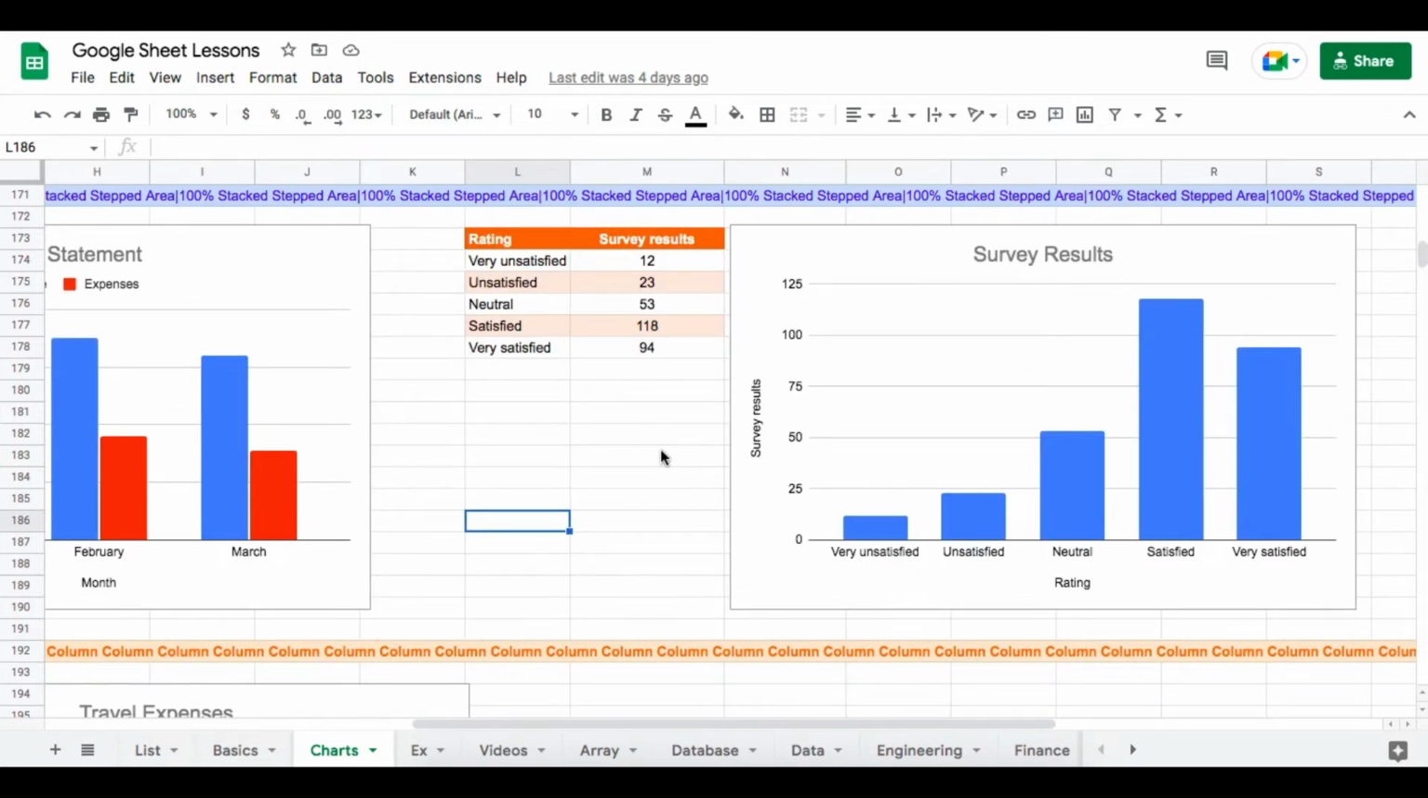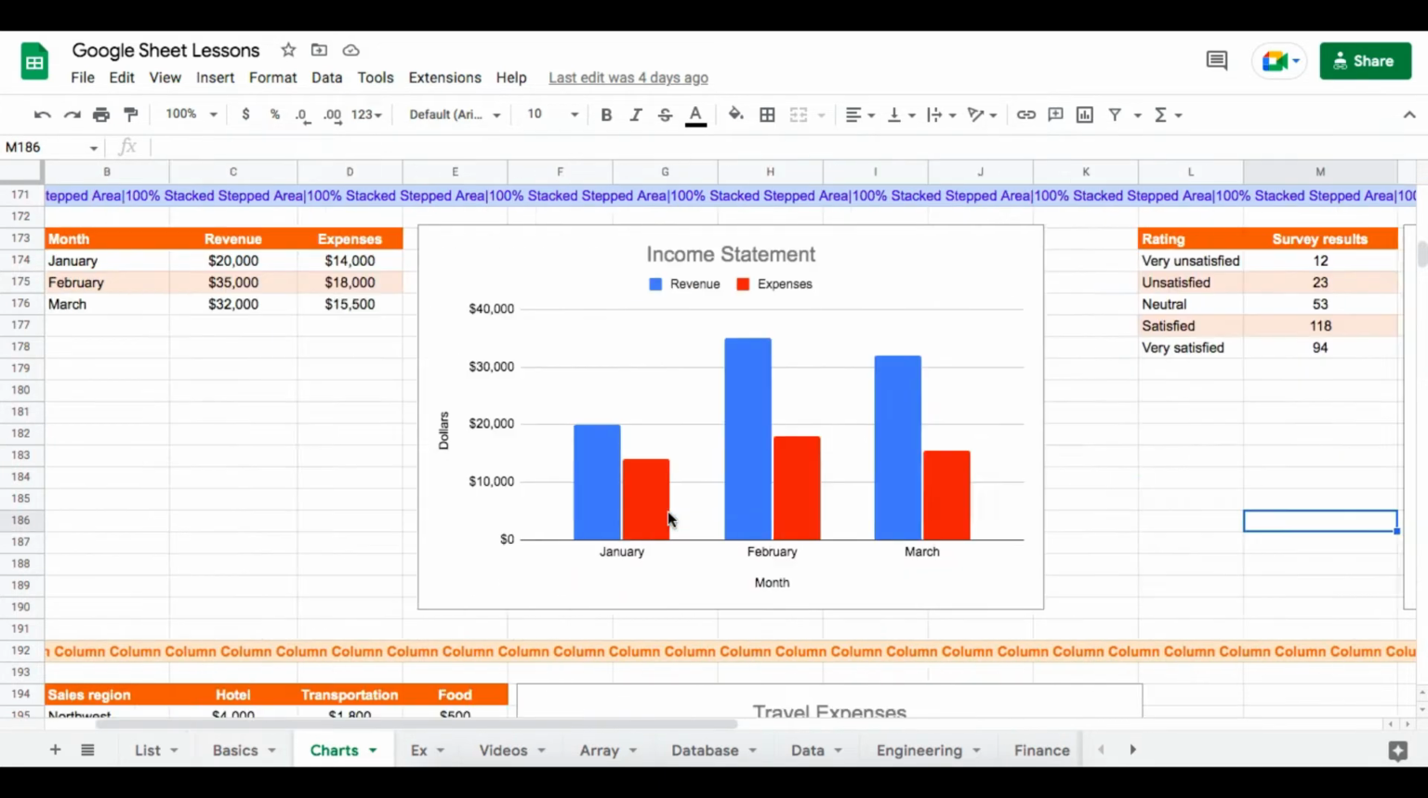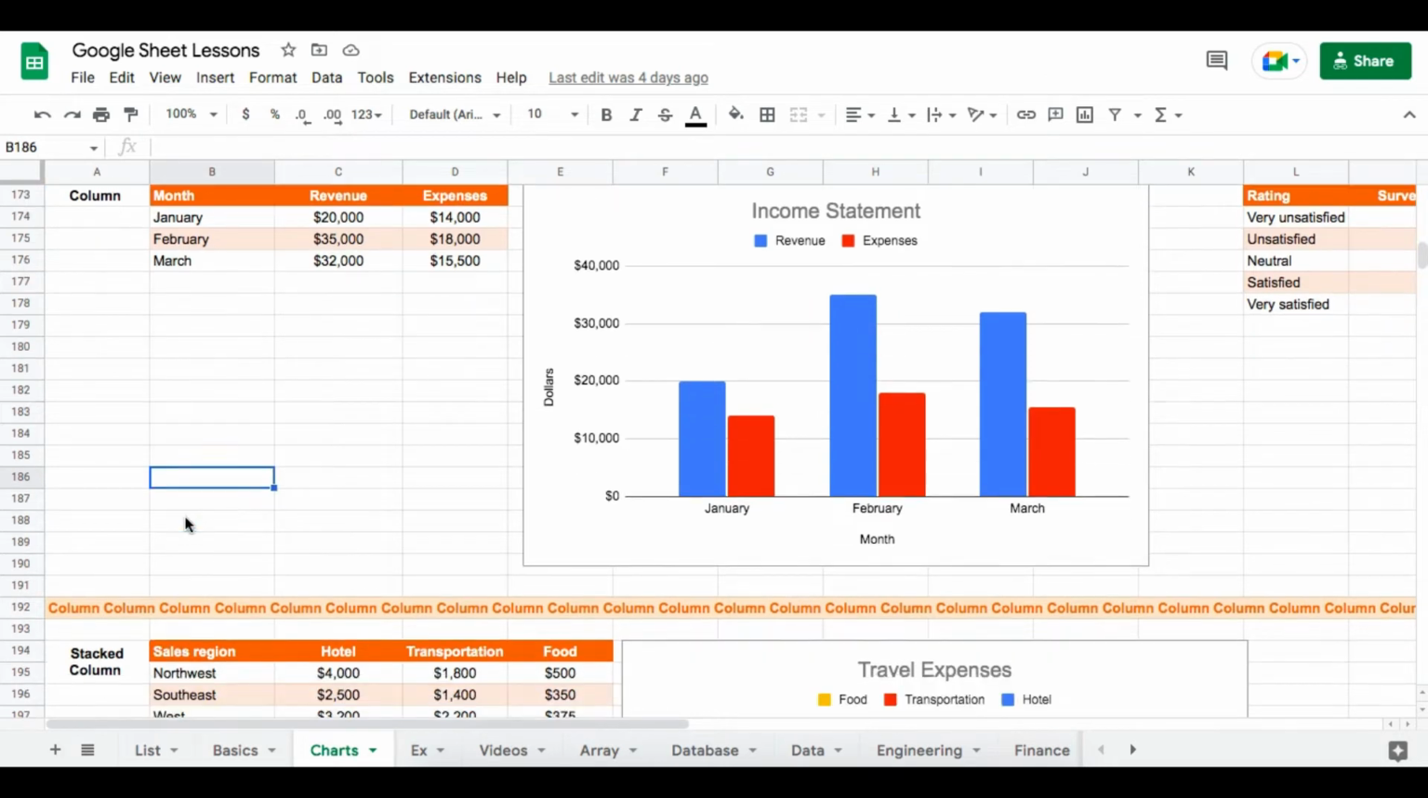Next, you can also use a column chart in a survey. So in here we have very unsatisfied, unsatisfied, neutral, satisfied, and very satisfied. And these are the results for these surveys. And as you can see, they're plotted here. And most of the survey results were satisfied. So this is one way of using the column chart.